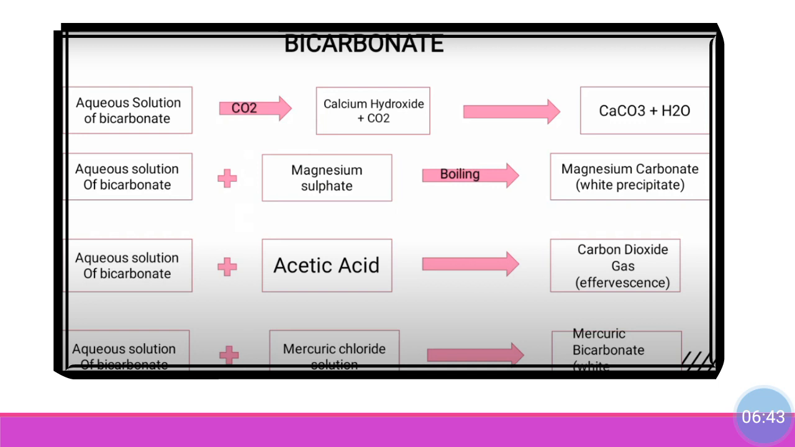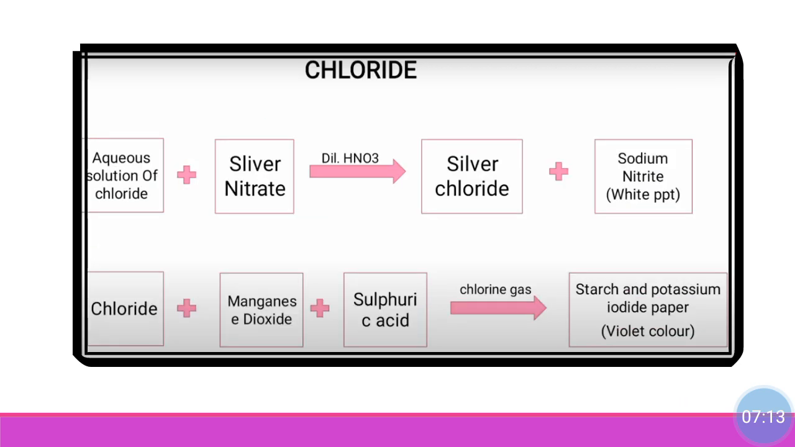Then the aqueous solution of bicarbonate, when it reacts with acetic acid, there will be an effervescence of CO2 gas formed. Then when the aqueous solution of bicarbonate reacts with mercuric chloride solution, there will be a formation of mercuric bicarbonate, a white precipitate. This is for bicarbonate. Then the next test is for chloride.